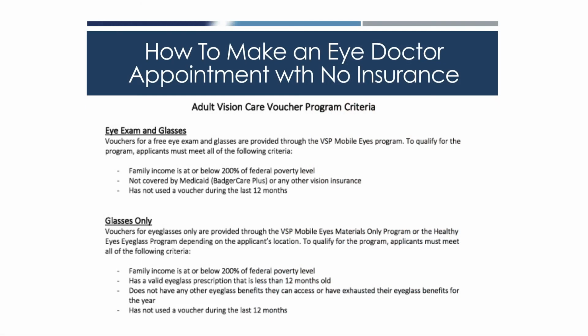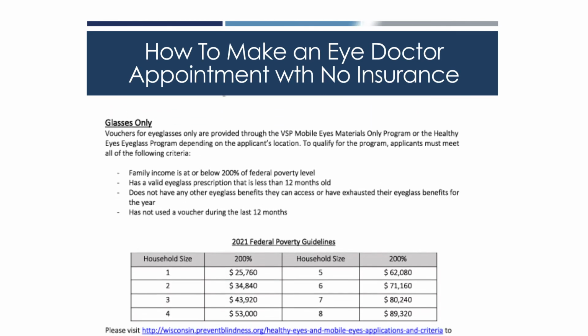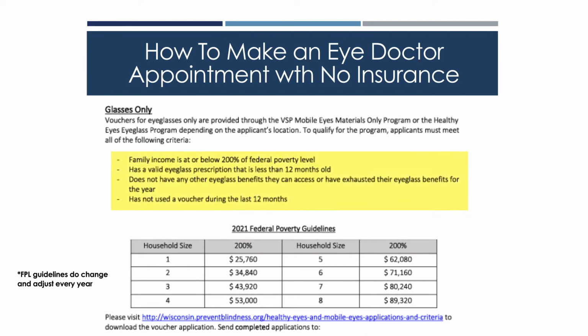To apply for any of these vouchers, a client would need to meet the following criteria. For the eye exam and glasses program, they would need to be at or below 200% of the federal poverty level. They need to not have any vision insurance coverage, and they need to not have used the program in the last 12 months. Our glasses only program has the same criteria, but with the added piece that you need to have a glasses prescription that is less than 12 months old.